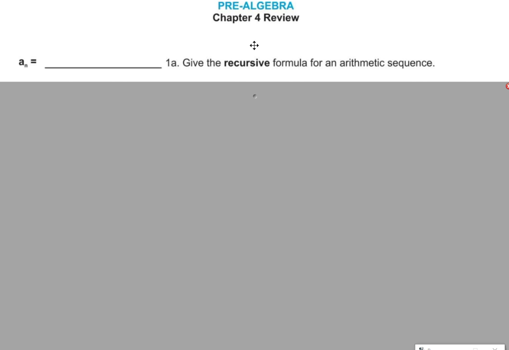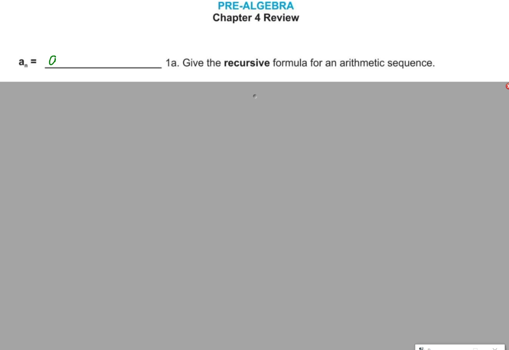All right, go ahead and fill in number 1 if you know it. Write the recursive formula for an arithmetic sequence. You either know it or you don't. If you don't know it, don't write anything, and I'll give it to you in a minute. How many think you know it? Let me see your hands.